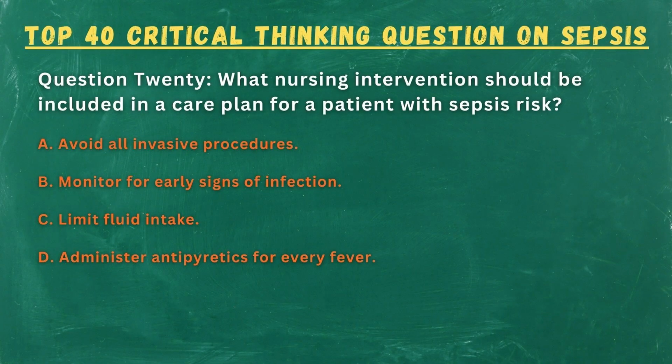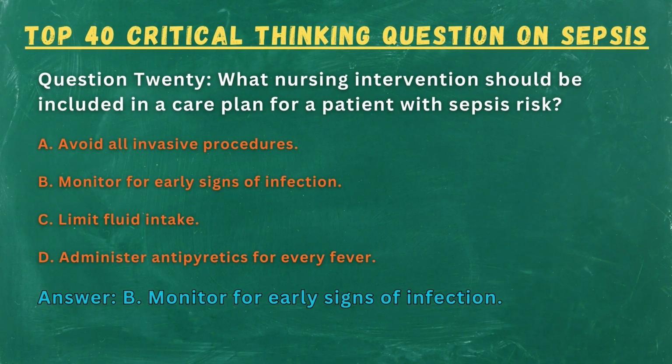Question 20. What nursing intervention should be included in a care plan for a patient with sepsis risk? A. Avoid all invasive procedures. B. Monitor for early signs of infection. C. Limit fluid intake. D. Administer antipyretics for every fever. Answer: B. Monitor for early signs of infection.